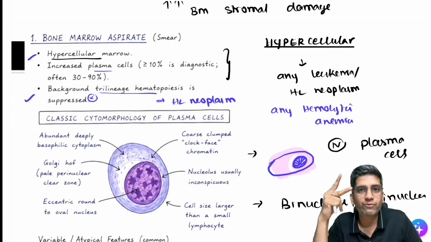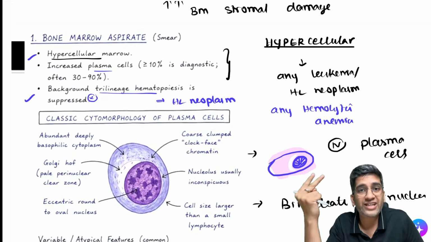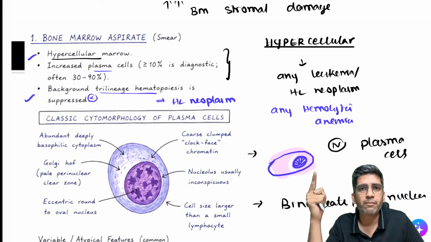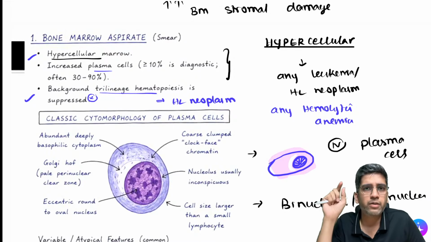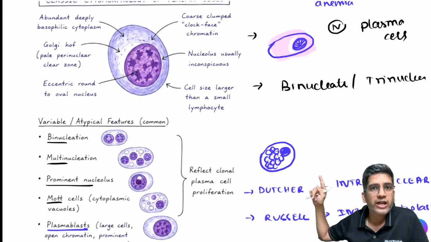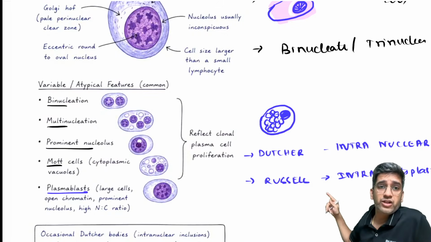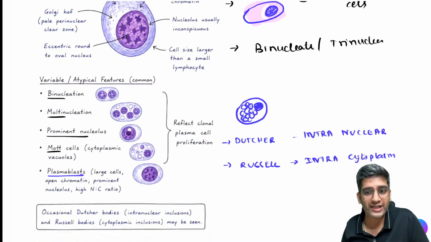In bone marrow, I have two findings common for everything. Hypercellular marrow and suppression of the other hematopoiesis are common for almost every hematolymphoid malignancy. Bone marrow should have a minimum of 10% plasma cells. I can have normal, binucleate, multinucleate, prominent nucleoli, plasmablasts, and Dutcher bodies, Russell bodies and Mott cells. All these variations I can have, right?